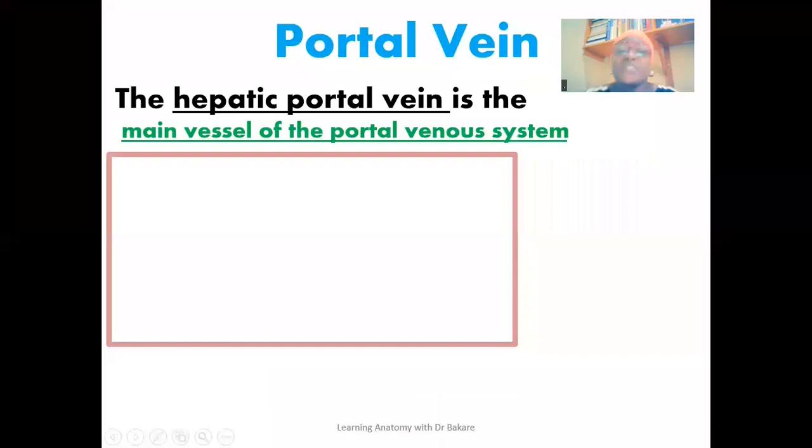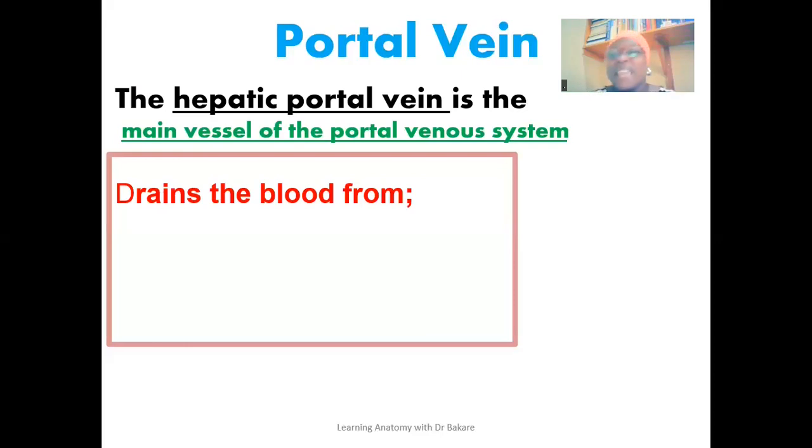The portal vein is also referred to as the hepatic portal vein because it is related to the liver. As we go through this lecture, we'll see how the portal vein is so related to the liver. It is the main vessel of the portal venous system. The portal venous system is a collection of veins that are responsible for carrying nutrient-rich blood to the liver, where it will be used up to produce substances that are needed in the body.